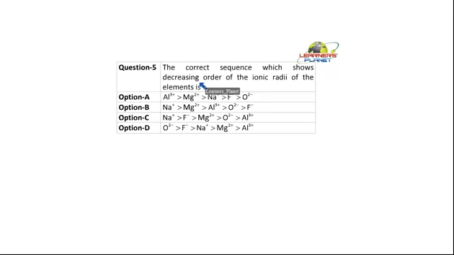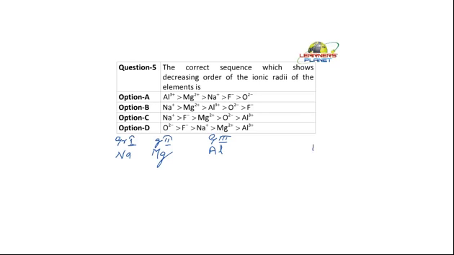The correct sequence which shows decreasing order of the ionic radii of the elements is... Here, you first take out the elements and find to which group they belong. First of all, let's take up the cations. What are these? The cations are aluminium, which belongs to group 3. Then we have magnesium, group 2. Then we have sodium, group 1. Which group? That is in the periodic table.